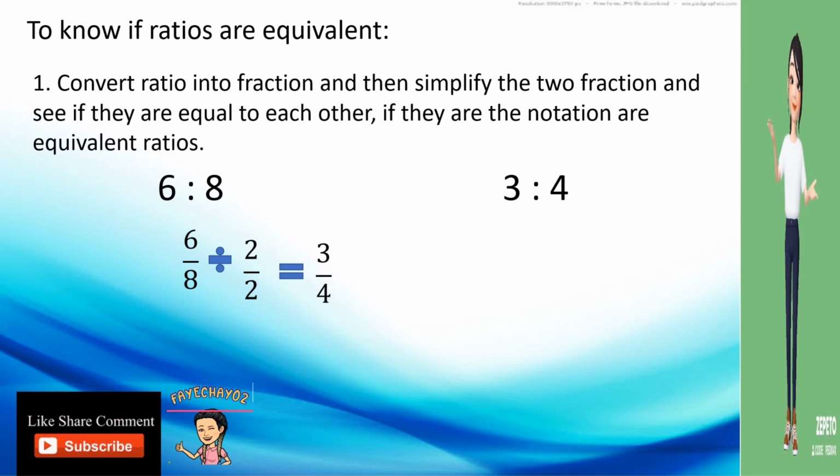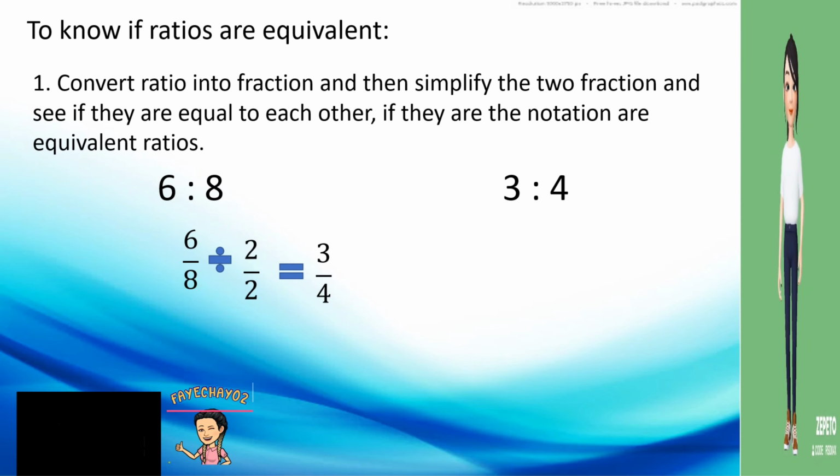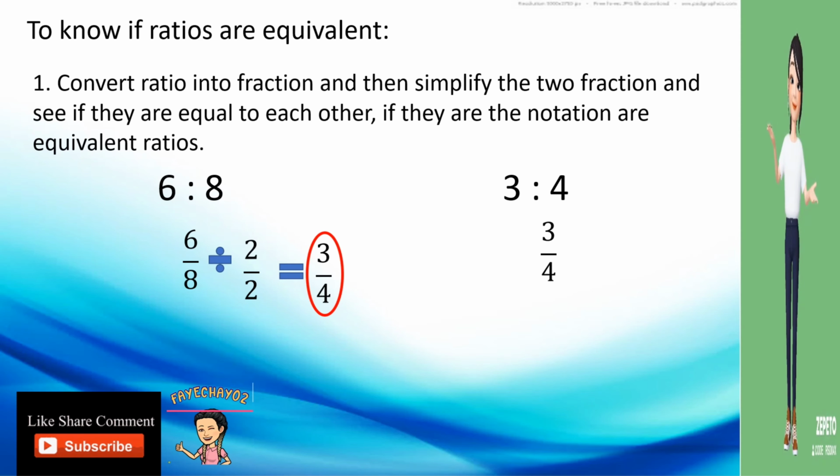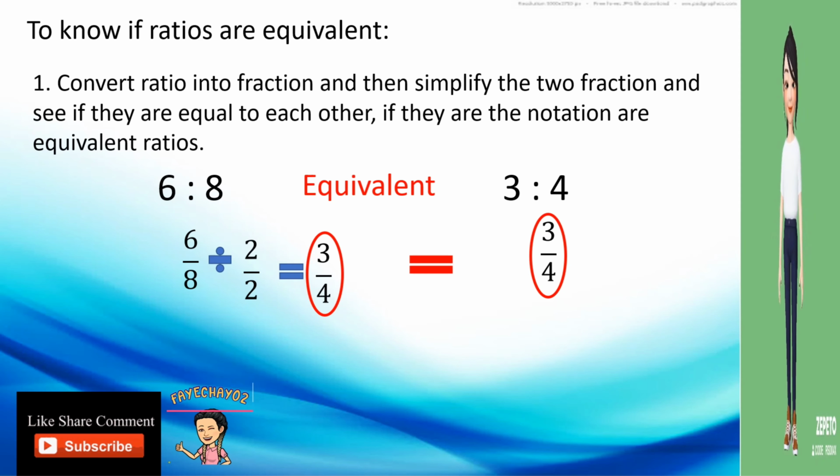Now, this time, we will change 3:4 into fraction form. So 3:4 in fraction form is 3/4. So as you can see, the lowest term of 6/8 is 3/4, and the fraction form of 3:4 is 3/4. So now, we can see that they are equal. Therefore, 6:8 is the equivalent ratio of 3:4.